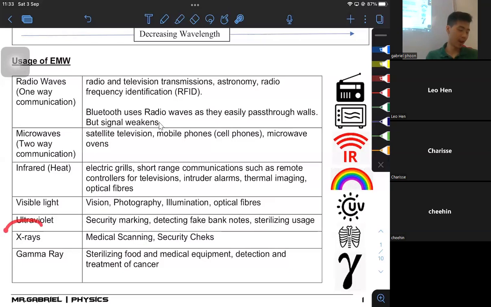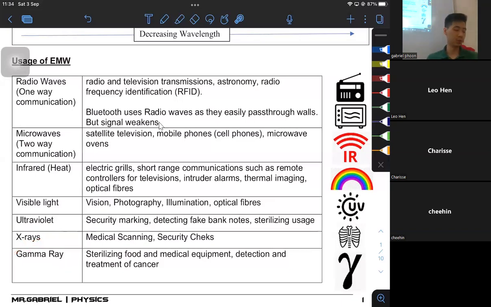Anyways, moving on. For X-rays, everyone knows X-rays are used for medical scanning to check your bones, and also for security checks. For example, when you go to the airport, they are usually scared you're bringing a gun or whatever big dangerous thing onto the plane. You have to go through the X-ray scans, right? That's for that.